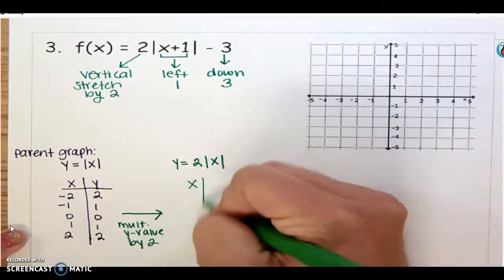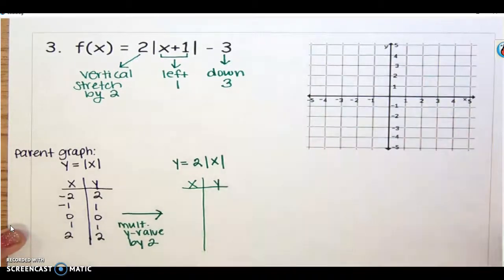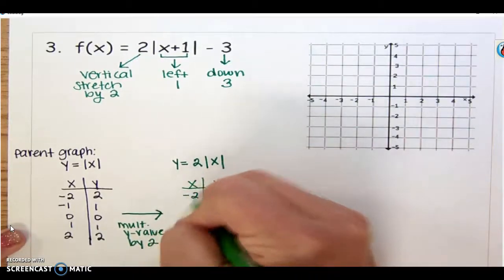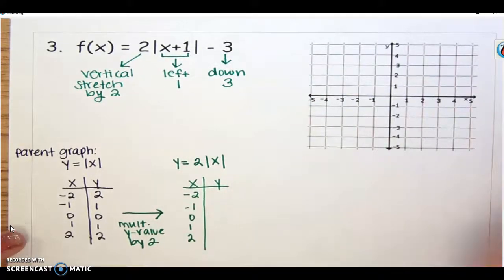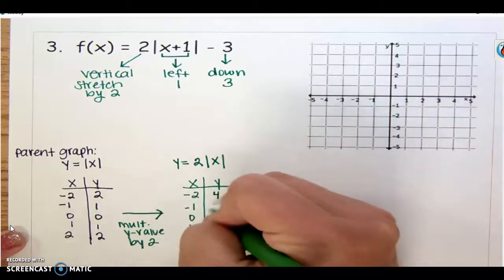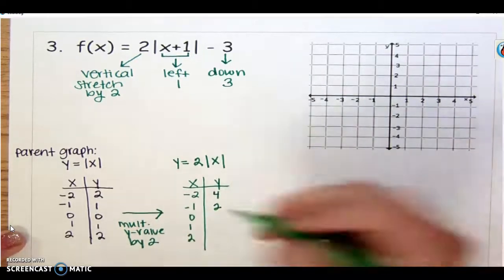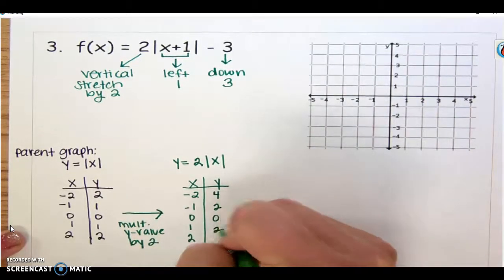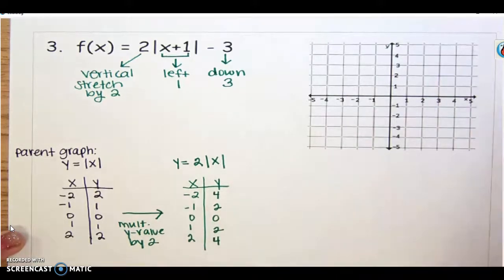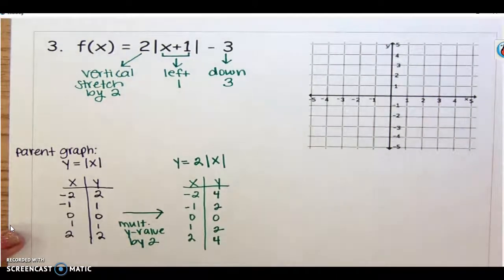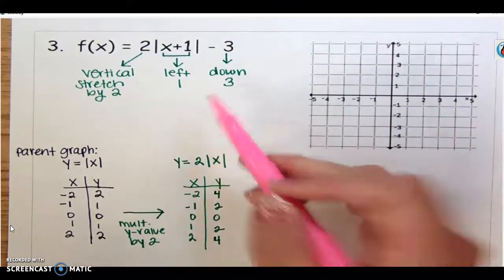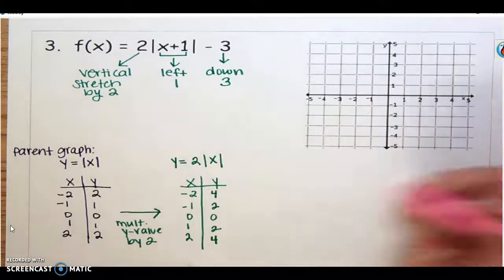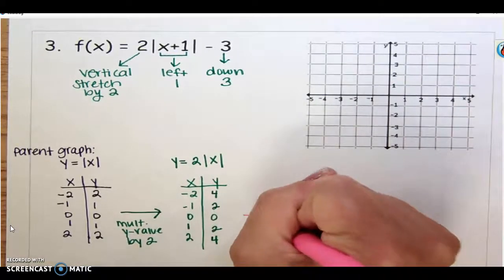And we'll make our new chart. So we're going to keep the x values exactly like they are, but we're going to multiply the y's by 2. So we're going to end up with 4, 2, 0, 2, and 4. Okay, so next, left 1 and down 3, those are both just shifts. So you can do them in any order you want to. So I'm going to do the left one first.